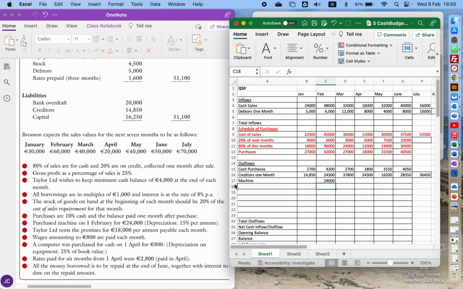They rent a premises, 18 grand a year, and it's payable each month, so we'll be paying every month. We're paying 18 grand divided by 12 months in the year, so I pay that all the way across. Wages 800 every month.